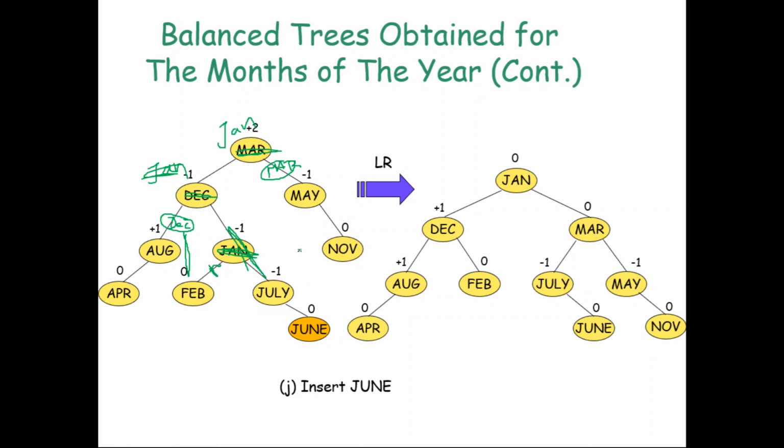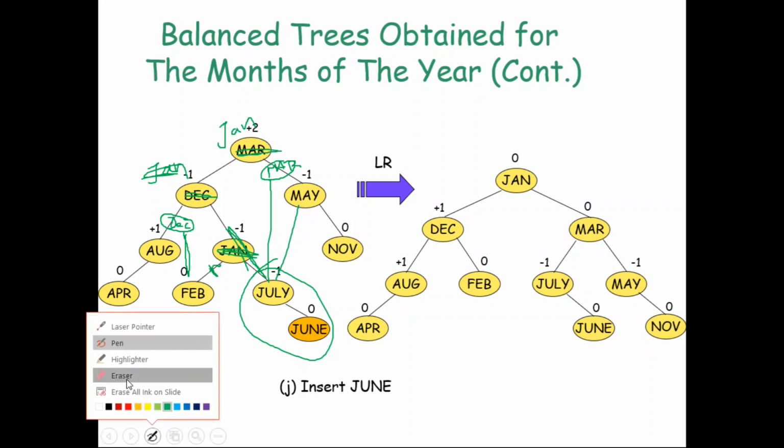Now the question is, you are moving Jan. What will happen to July and June? July and June will just become the left child of March, the immediate next node of Jan. So that is how you got the resultant tree.